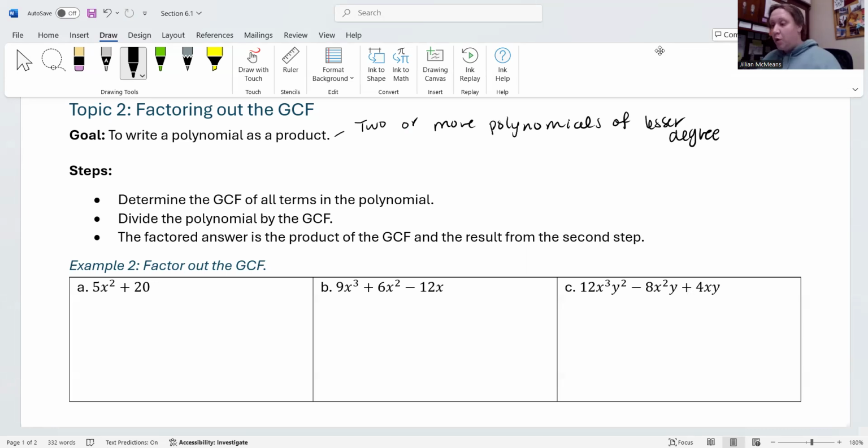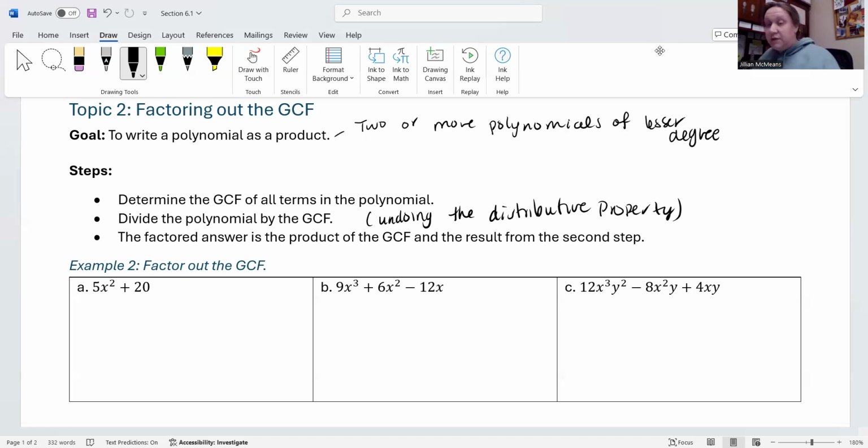So what we're basically going to be doing here is undoing the distributive property. The distributive property allows you to multiply through a sum or a difference. Here we're going to be dividing that out. Now, once you have your GCF and you divide all of your terms by your GCF, what then? Well, we have to write our answer as a product, the product of the GCF and the result you get from that second step.